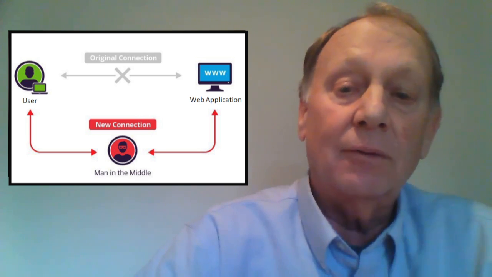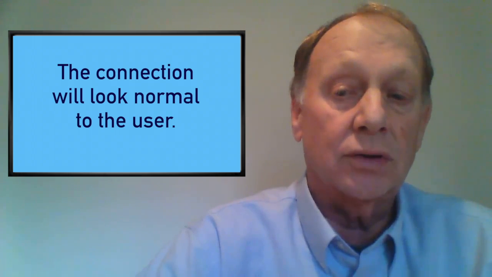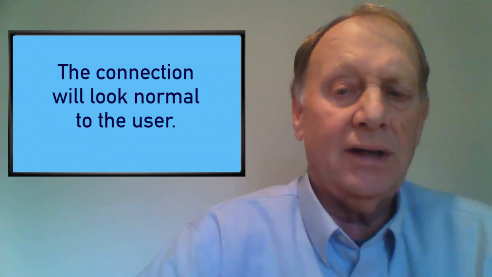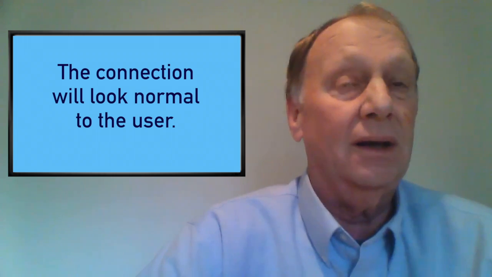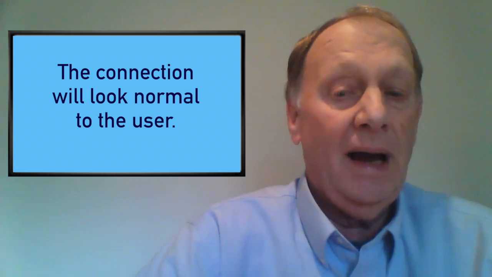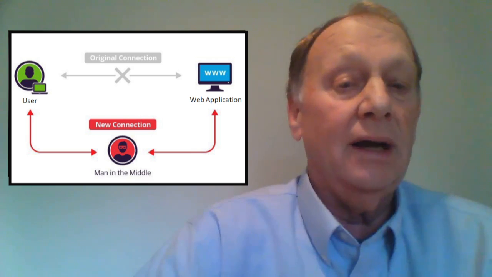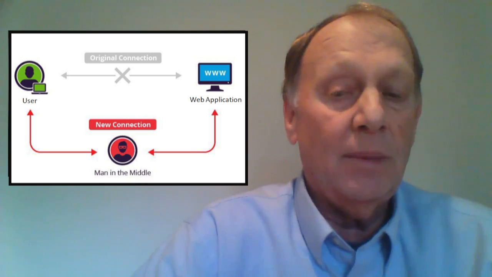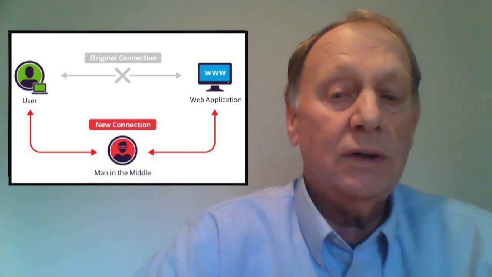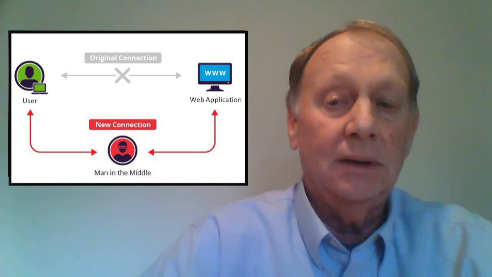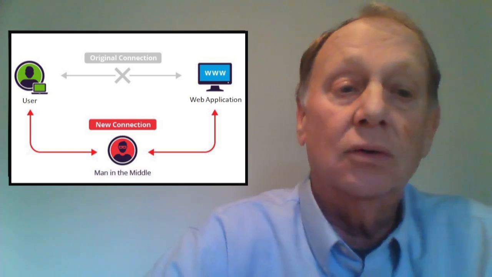Now, the idea from the attacker's perspective is that the connection will look normal to the user, particularly if the attacker's website is carefully crafted and built to look like the legitimate website. However, with the attacker in the middle of the transaction, they are able to intercept all the information passed between the user and the web application. Once the attacker or man in the middle intercepts your information, they can use it against you or sell it to numerous other crooks.